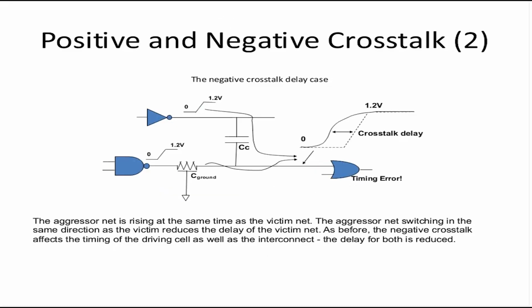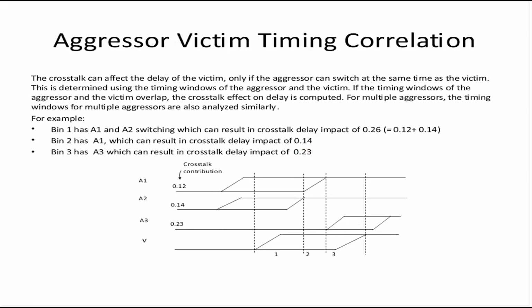Negative crosstalk: whenever the switching is in the same direction, this is the ideal waveform, the dotted one, but it will make the switching a bit earlier. This is called negative crosstalk delay. Why? Because it is making the delay less. So it is a negative crosstalk delay. So crosstalk can either increase the delay or reduce the delay.